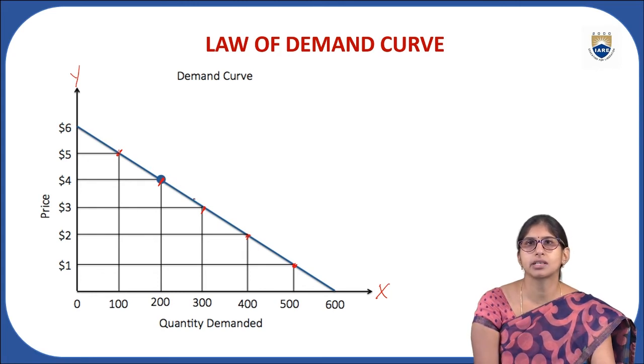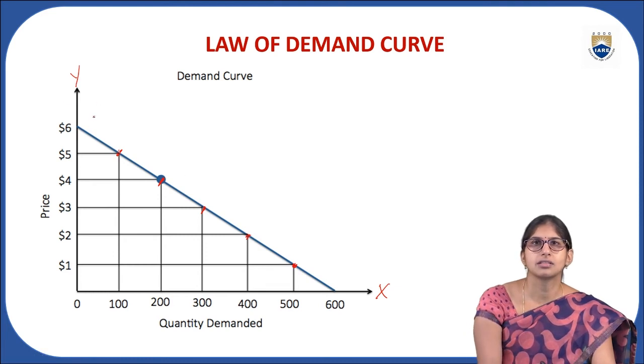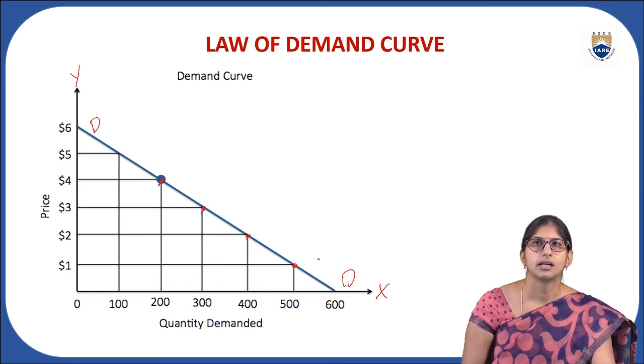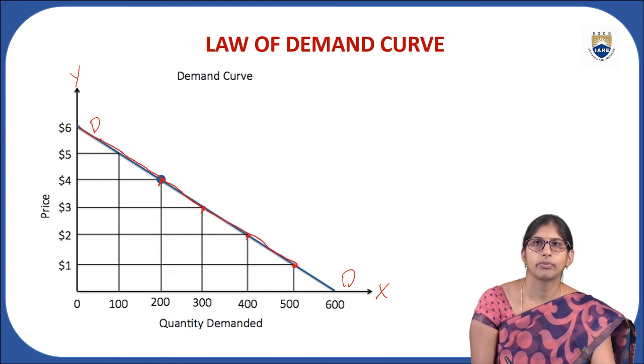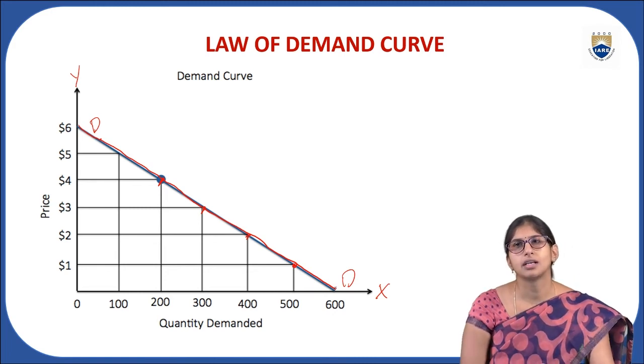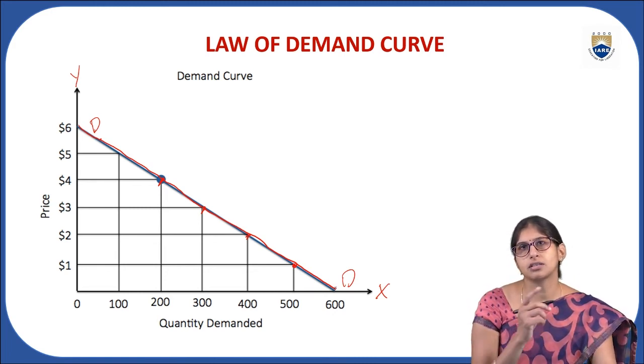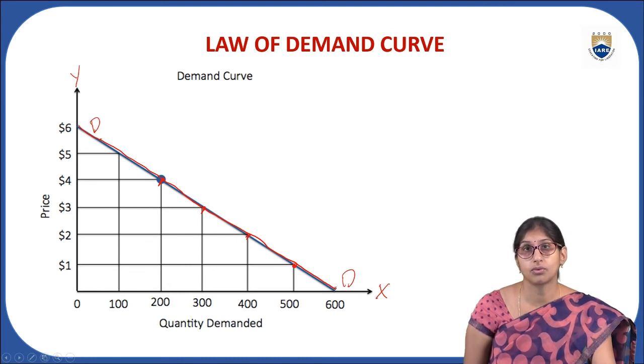So this is our demand curve, right? We call this the demand curve. DD is the demand curve now. This is the demand curve which we can see now, right? So we need to join all these points so that we get a demand curve. So I hope you understood what this demand curve is now, right?